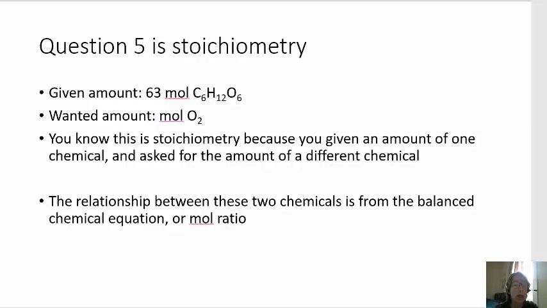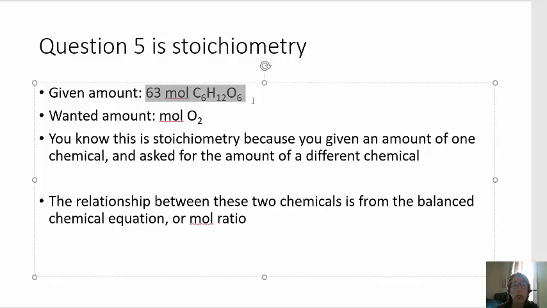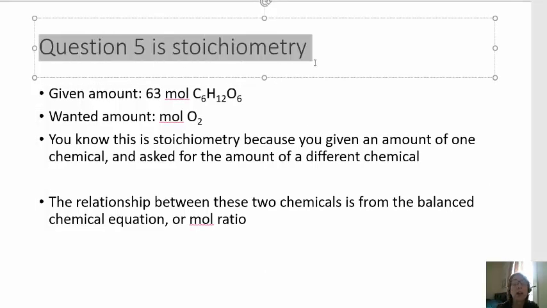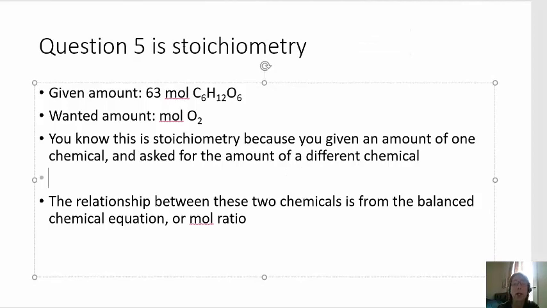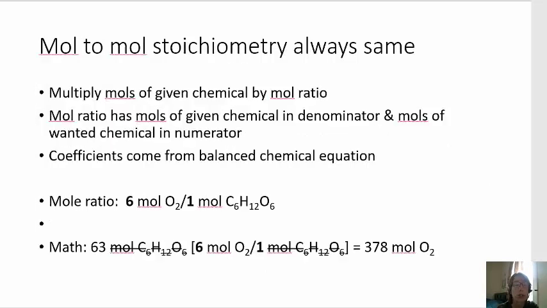All right, so as always, we want to clearly identify where we're starting. What I call the given, where we're starting, is the 63 moles of glucose. And what do we want? We want moles of oxygen. Once we identify where we're starting and where we're ending up, we can identify this as a stoichiometry problem. Stoichiometry problems always begin with one chemical, in this case glucose, and always ask you to solve for a different chemical, in this case oxygen. And the relationship between these two can be found in the balanced chemical equation.